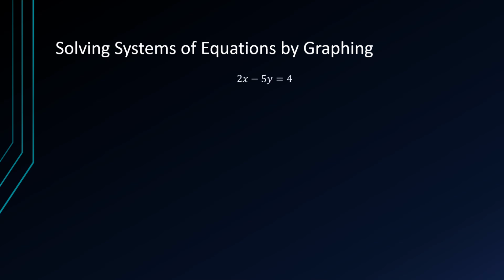2x minus 5y equals 4. To put the equation in slope-intercept form, we need to isolate the y on the left side, doing a few basic algebra operations. So we subtract 2x from both sides, then we divide both sides by minus 5, hopefully remembering how to operate with fractions. Now we have our first equation in slope-intercept form, y equals 2/5 x minus 4/5.